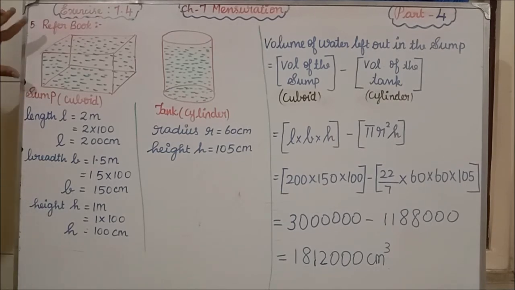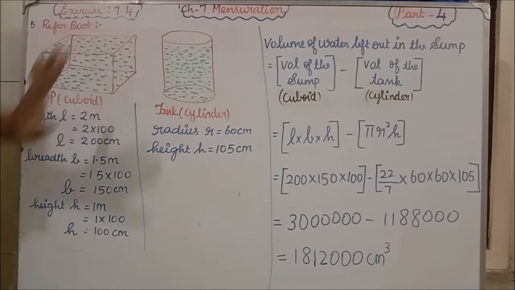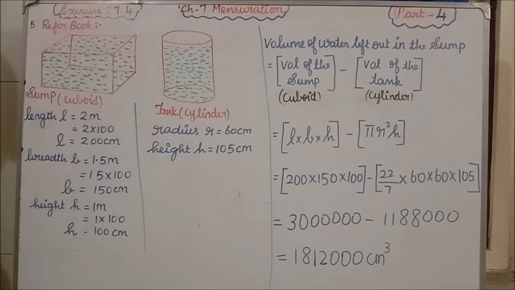Clear students? Now the sump is full. Now this water we are going to transfer into the overhead tank, which is in the shape of a cylinder. They were asking to find the volume of the water left in the sump. After filling the water in the cylinder, some water will be left in the sump, isn't it? How much water is there we have to find. Clear students, all of you? Now see in the question, what are the values they have given? They have given the length of the sump, breadth of the sump, as well as the height of the sump. Similarly for the cylinder they have given the radius and height.